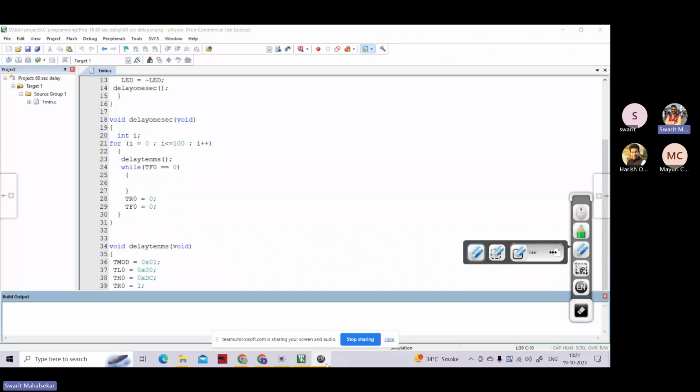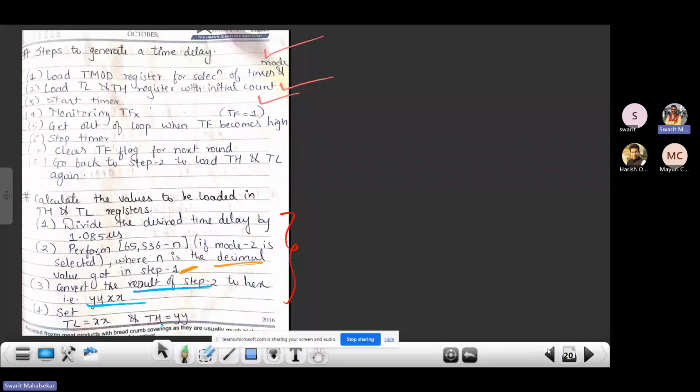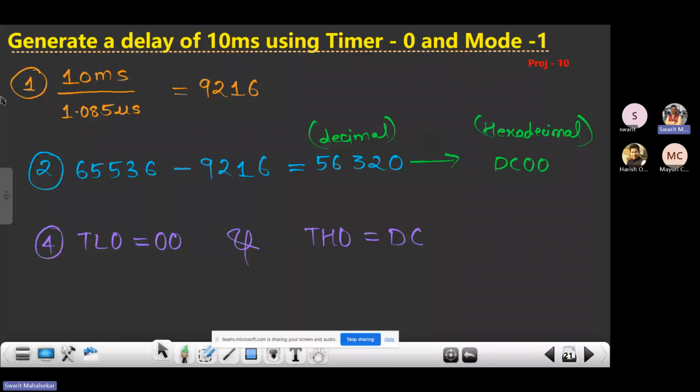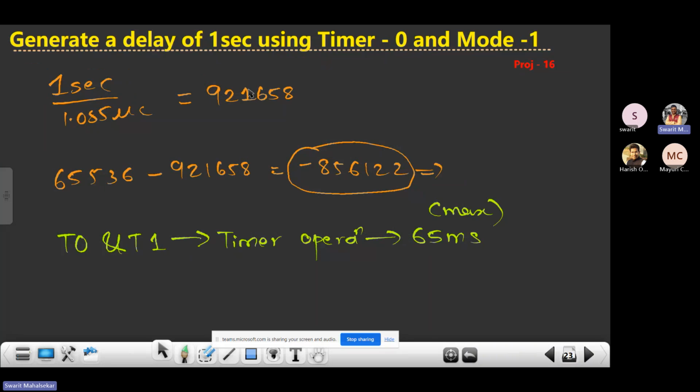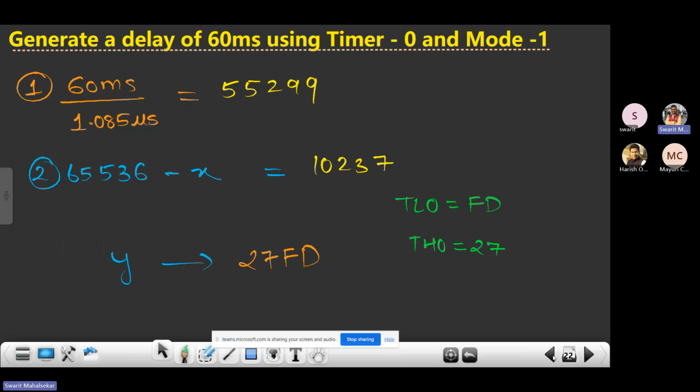Is this part clear? Are you able to understand why exactly we created a delay of 10 millisecond, then I gave you a delay of 60 millisecond, and then we are actually seeing 1 second? Are you able to understand the logic? Because I just wanted to show you that it cannot go beyond 65 milliseconds, so we are using a for loop, right? So how are we going to create a delay of 1 minute?